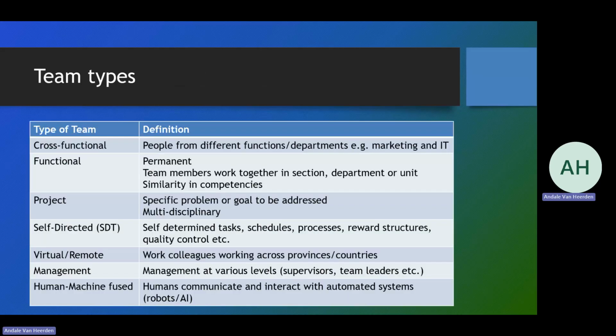Now, when we look at the types of teams that we've got in the workplace, we have cross-functional, functional, project, self-directed teams, virtual or remote teams, management teams, and then human-machine fused teams. So if we look at cross-functional teams, essentially we're looking at people that work in different departments or different functions in the organization that come together to form a team. And we need to realize that at the end of the day, the organization as a whole has a goal. And the different departments, the different functions inside the organization must work together to allow the organization to fulfill that goal. And if one team drops the ball, the organization is not going to do as well as it should.